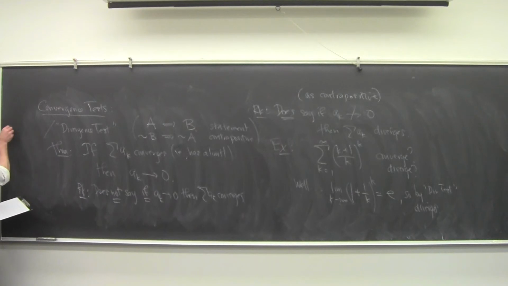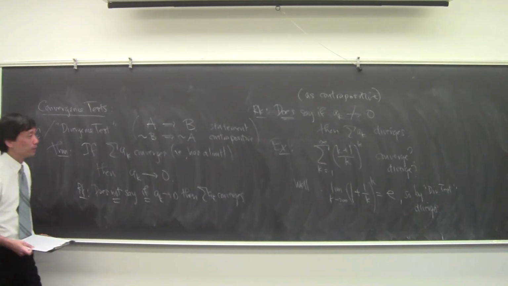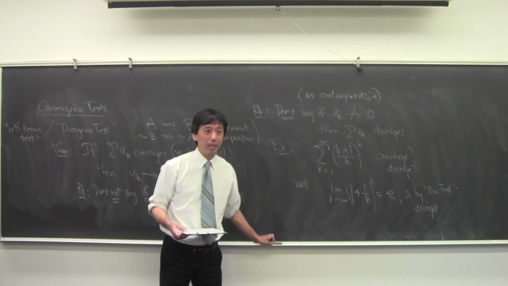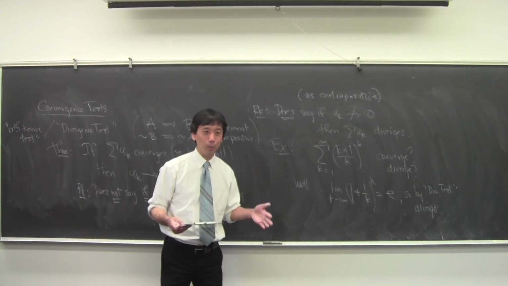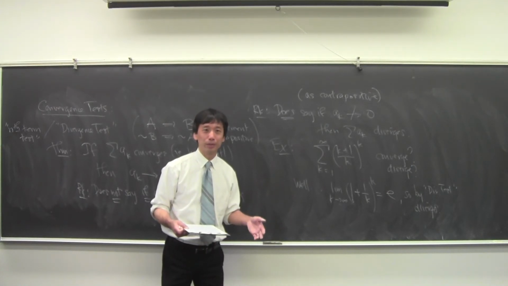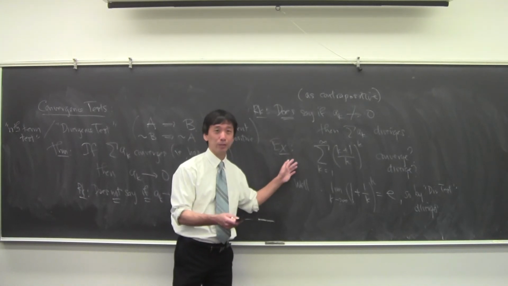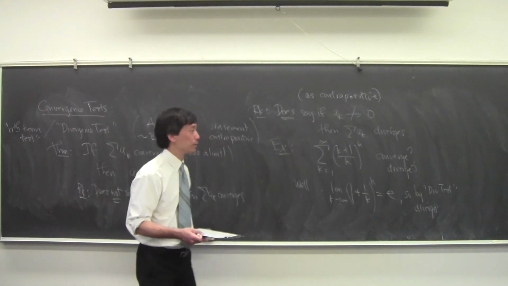Another name for the divergence test is the nth term test. But I think divergence test is better because then you remember that it only tells you if you diverge. It doesn't tell you about convergence. It's a test for divergence. It doesn't tell you anything about convergence.